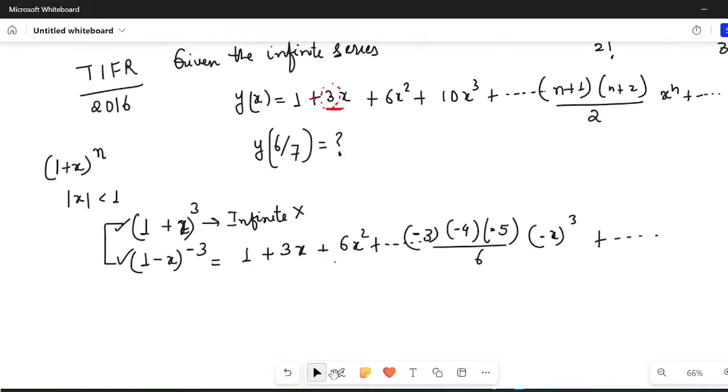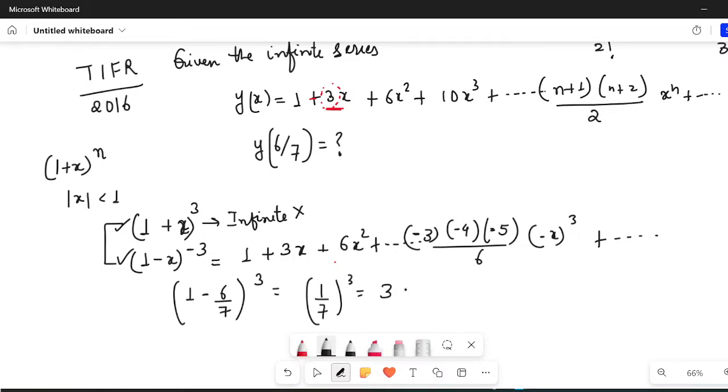Now what has been asked? It has been asked y of 6 by 7. So just place 1 minus 6 by 7 raised to power 3. So what you will get? You will simply get 1 upon 7 raised to power 3, and the answer should be 343. I think 7 cube everyone should remember.